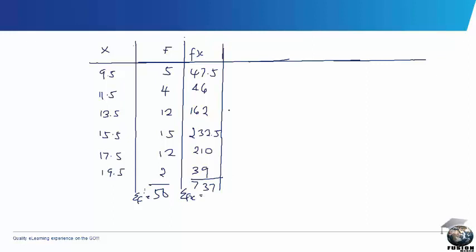Let's quickly define the variance for the group data. The variance for the group data is given as summation f into x minus x bar, all over summation f.